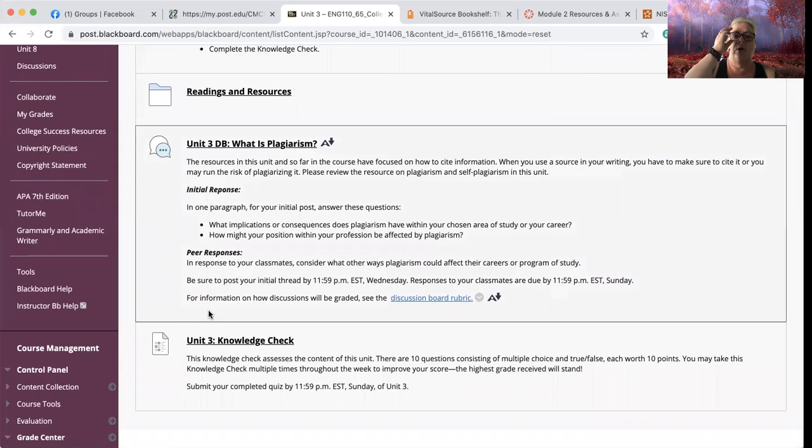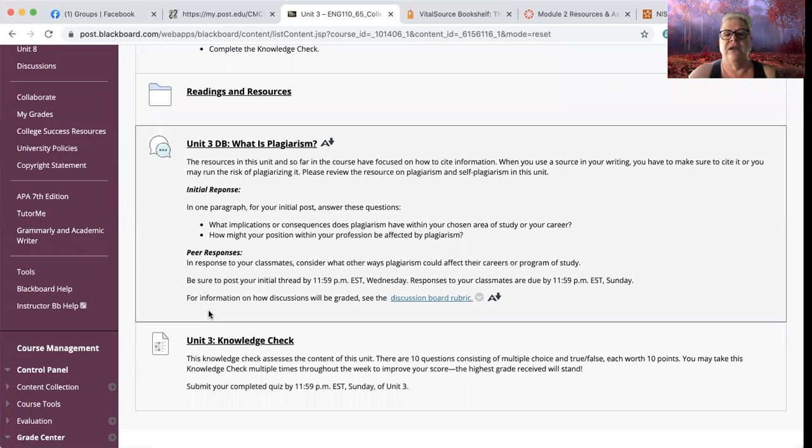The discussion board this week does focus on that issue of plagiarism. So obviously the readings are going to be really important there. In one paragraph, you're going to answer the questions that are here. What implications or consequences does plagiarism have within your chosen area of study or your career? And how might your position with your profession be affected by plagiarism?